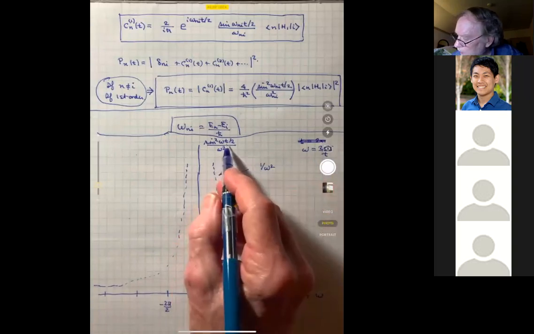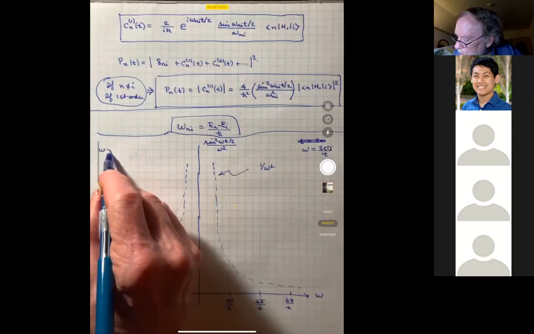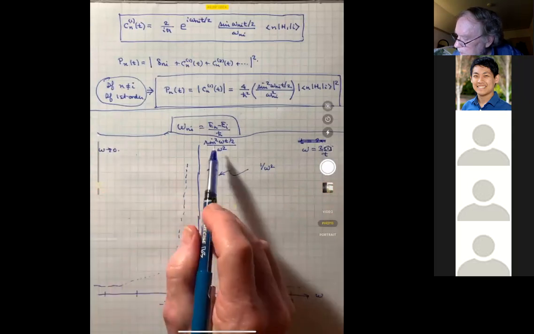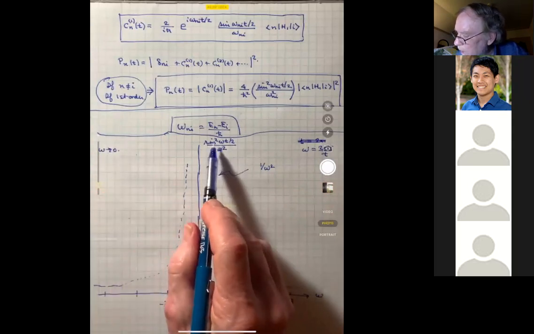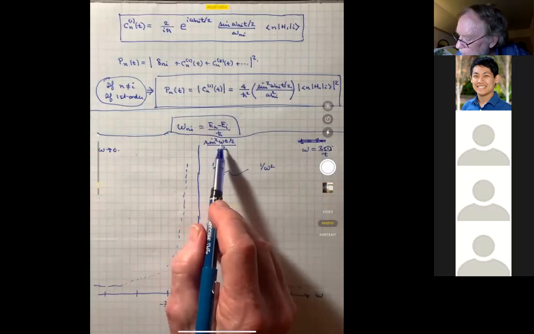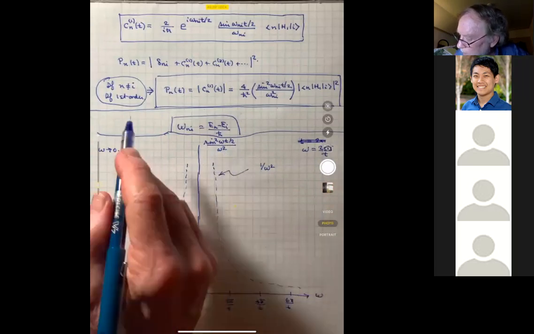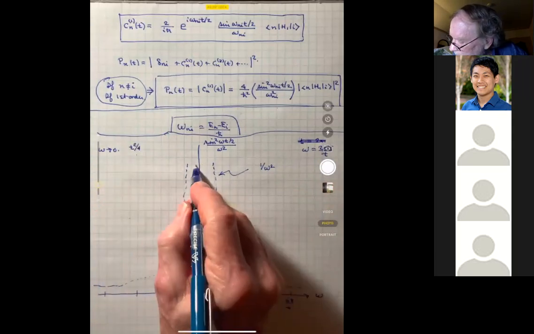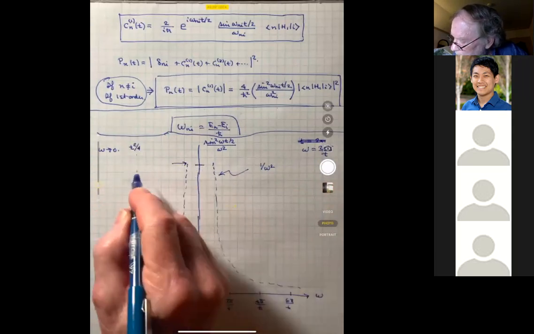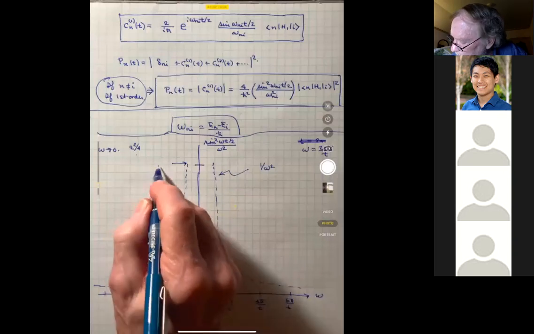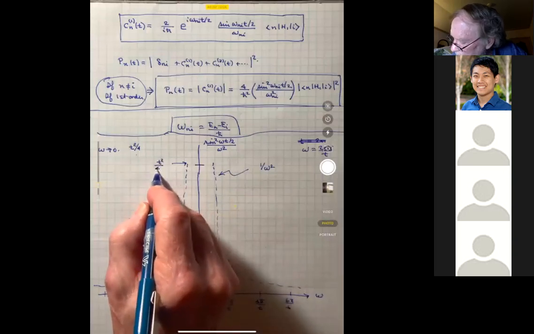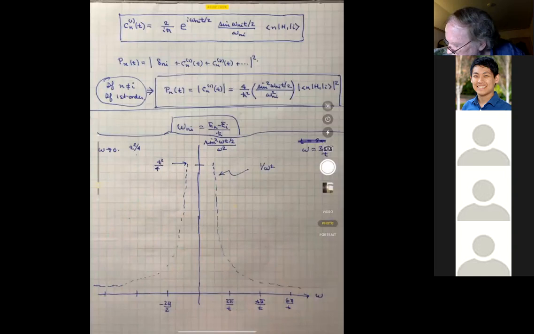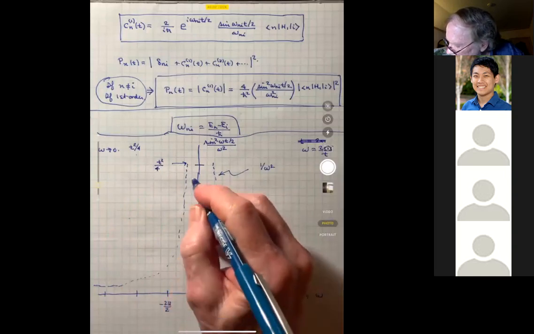If I take the limit at which omega goes to 0, then for the sine function you use a small argument value, and you get omega squared t squared over 4 divided by omega squared, so you just get t squared over 4. So the maximum value of this function, that is to say at omega equals 0, is t squared over 4. It depends on the time. So the function looks something like this. It has a maximum here.